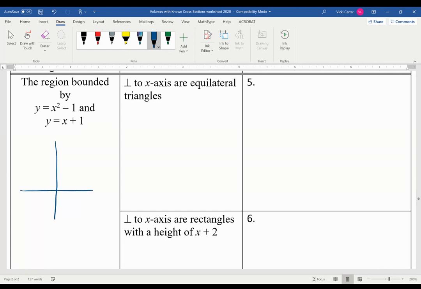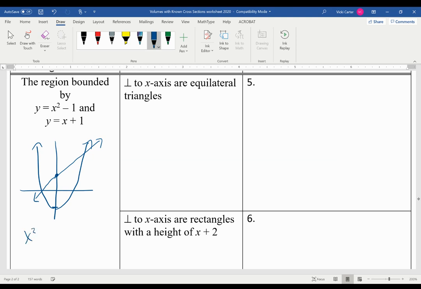Okay, that means we have a parabola that's vertically shifted down 1. It'll be like this. And then we have the line y equals x plus 1. So that means it has a y-intercept of 1 and a slope of 1. I'll go across here like this. And we need to find our points of intersection.